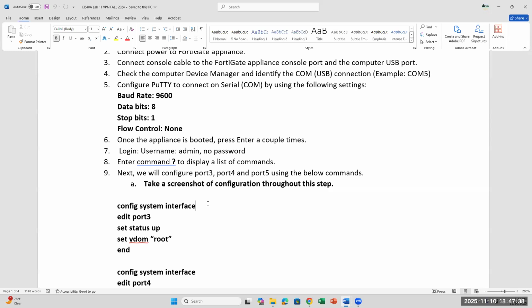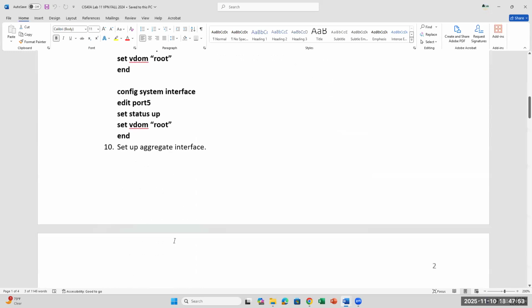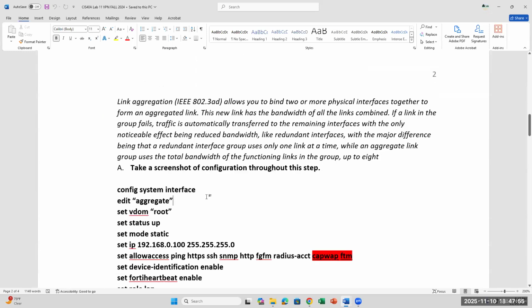Now you're going to set VDOM as root because you want to access it at a higher privilege, and then you're going to end. That's it. So we're going to store it to your memory, and after we enable each port, we're going to set up aggregation for your link. We talked about link aggregation last week. So you're going to edit your aggregate, enable that, and then put in the IP address and the subnet mask, okay?